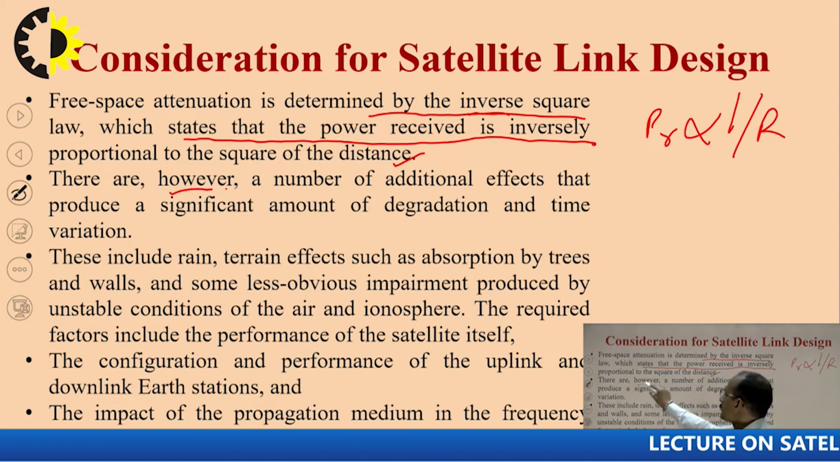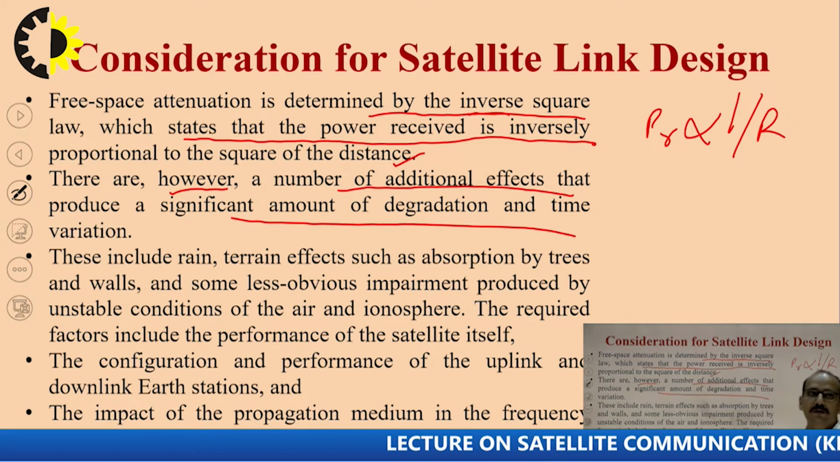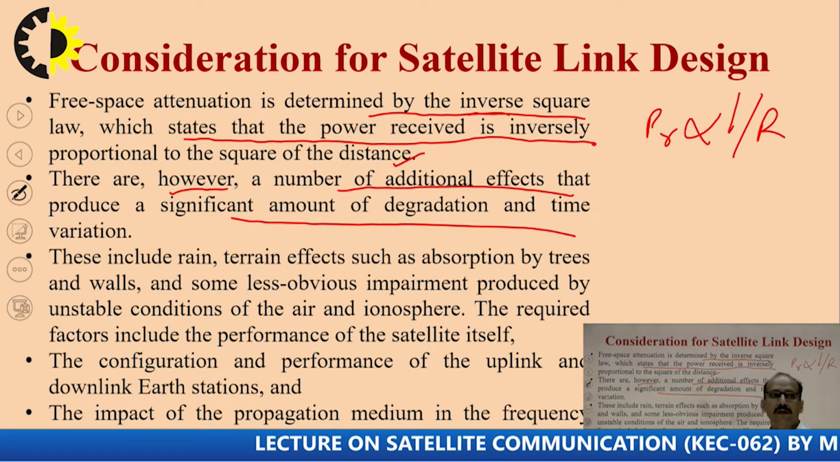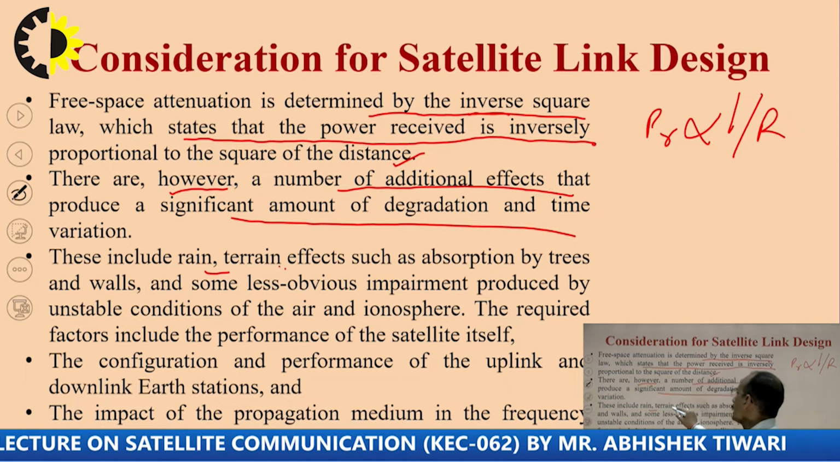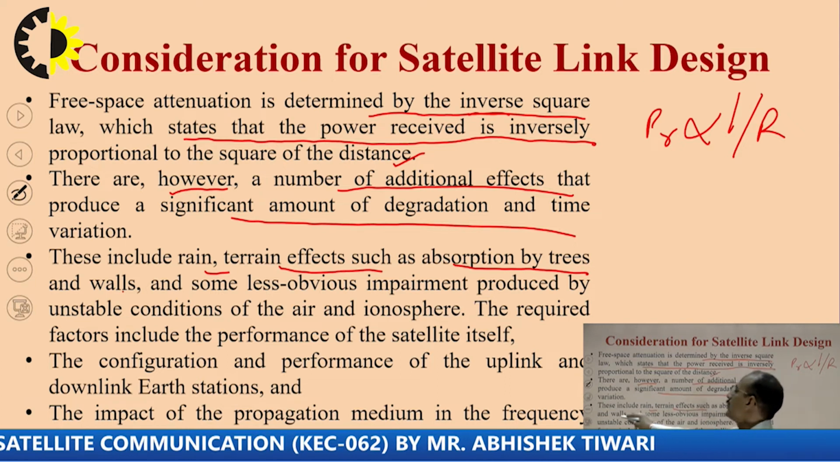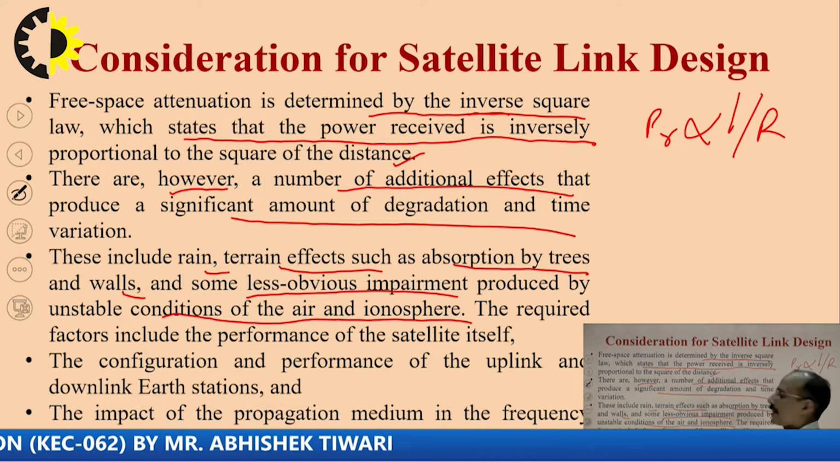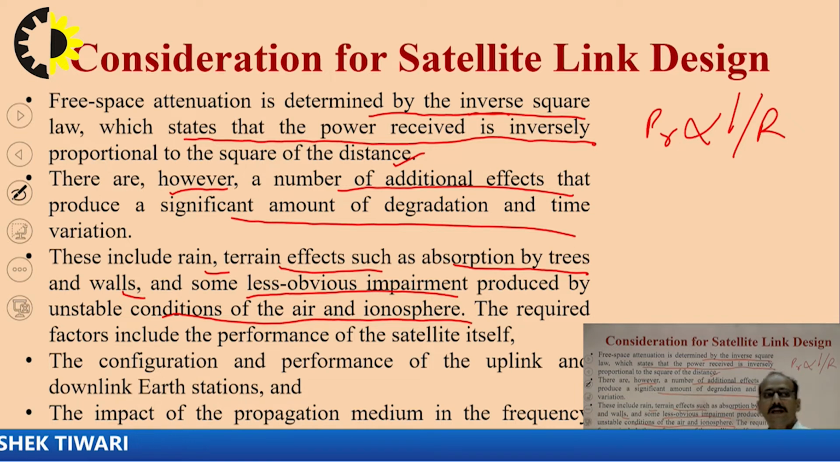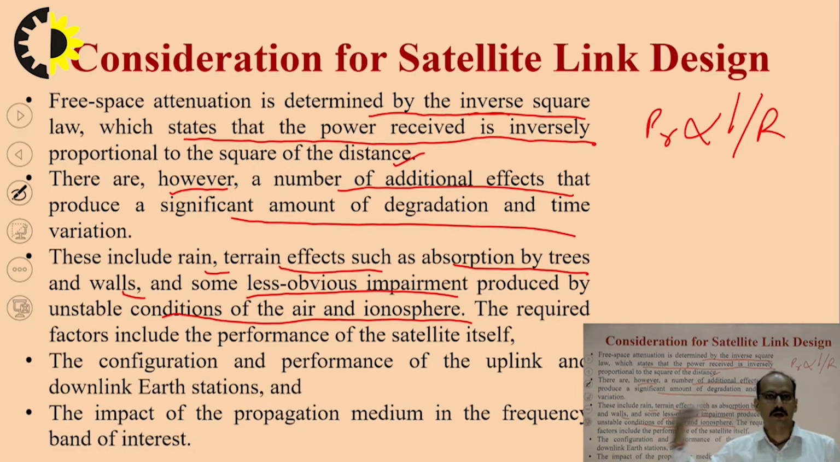Similarly, there are a number of additional effects that produce a significant amount of degradation and variation, because other than this free space attenuation, other atmospheric conditions are also there. Those conditions are rain, terrain effects such as absorption by trees and walls, and some less obvious impairments produced by the unstable condition of the air and the ionosphere. Because you know that due to atmospheric or weather changes, the condition of the air and the density of the ions in the ionosphere, the outer layer of the atmosphere, are always going to change. That is also creating some kind of attenuation.